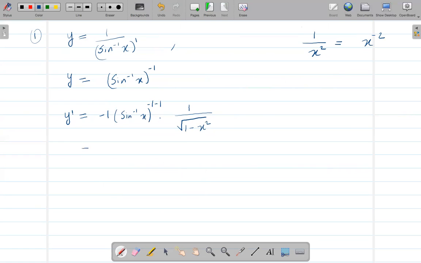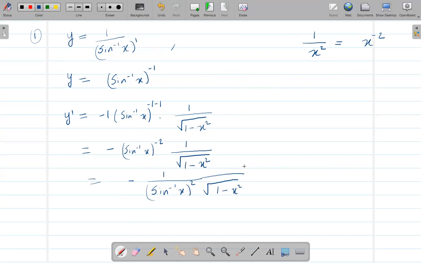I don't have to write -1 again, it's just negative. So we have sine inverse of x to the power -2 times 1 over the square root of 1 minus x squared. If I move this to the bottom, on the top we still have the negative, so -1 over, with the power 2 positive, sine inverse of x squared times the square root of 1 minus x squared. This is the final answer, the derivative of our original function.